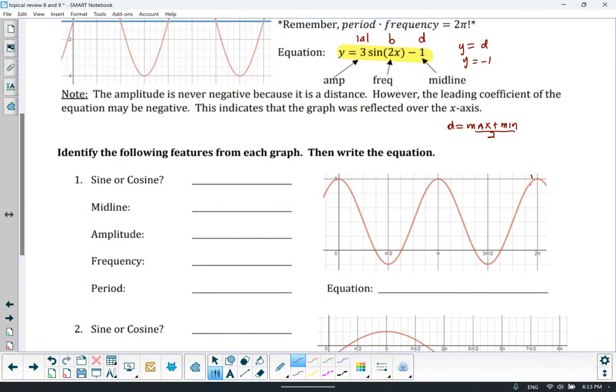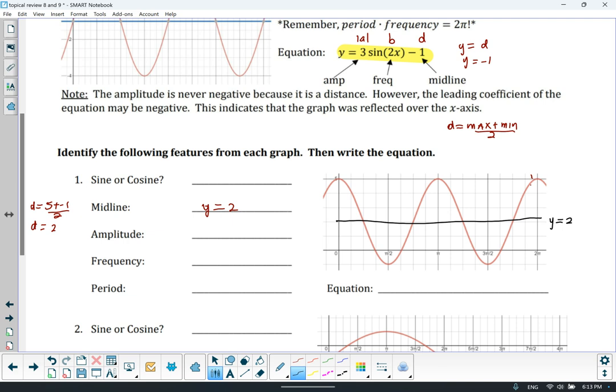Think middle or midline. So in our case, the midline, which I'm going to represent as D, would be 5 plus -1 over 2. That's 4 over 2 or 2, and we write it as an equation. And so I'm going to graph it. It's always a horizontal line.